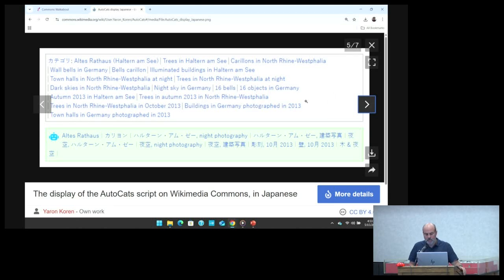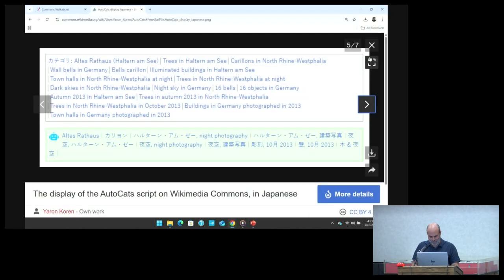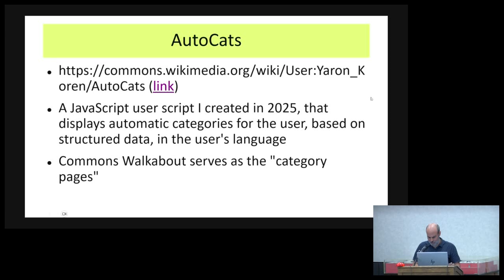But here's what AutoCats looks like in Japanese. If you're looking at the site in Japanese, the main categories are still going to be entirely in English. But here, not everything has been translated into Japanese. Some of this is German and some is English. But it's quite a bit more useful and more location specific, language specific. Yeah, I think that's a nice tool, and I hope that gets more usage. So that was AutoCats.